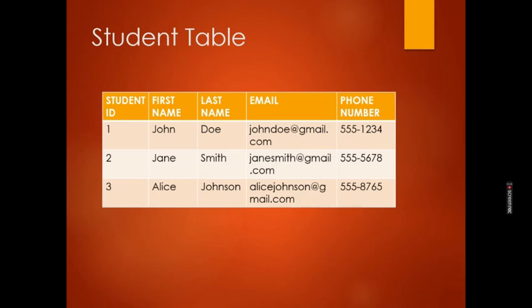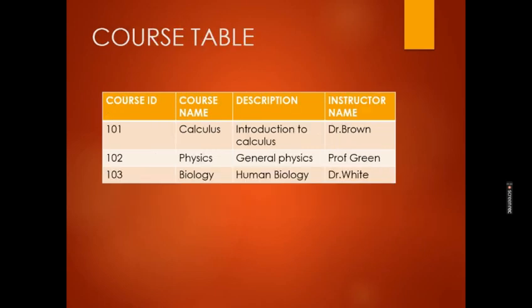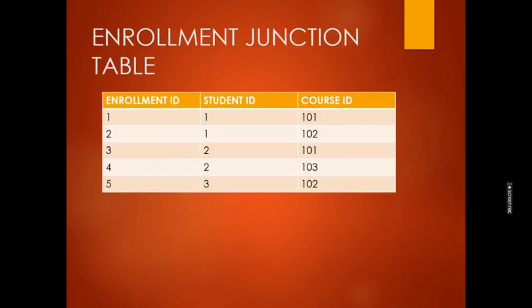We have a student table. It has those fields, rows, and columns as seen above. Then later, we have the course table, which has those fields, and under the course table, we are able to see the course ID, the course name, the descriptions, and the instructor name. Then the enrollment junction table has enrollment ID, student ID, and course ID.